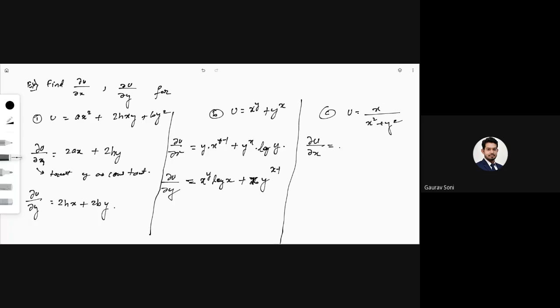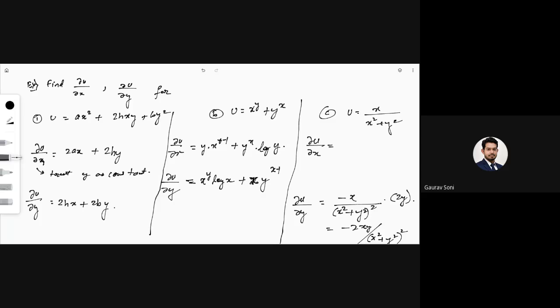Yeah, please do the third one. Then you have to use the quotient rule first of all. u with respect to y, I will write it down. So minus x upon (x² + y²) whole square. By chain rule, derivative of x² + y² with respect to y will be 2y. So this is minus 2xy upon (x² + y²) whole square.